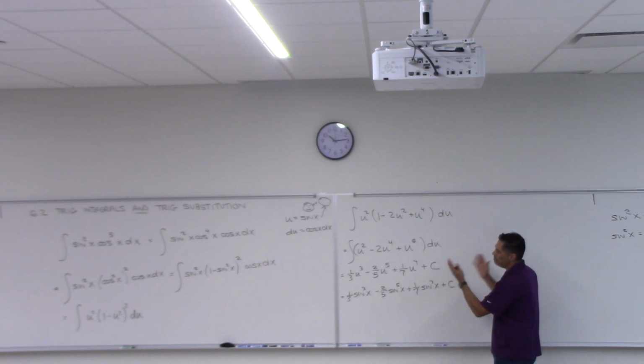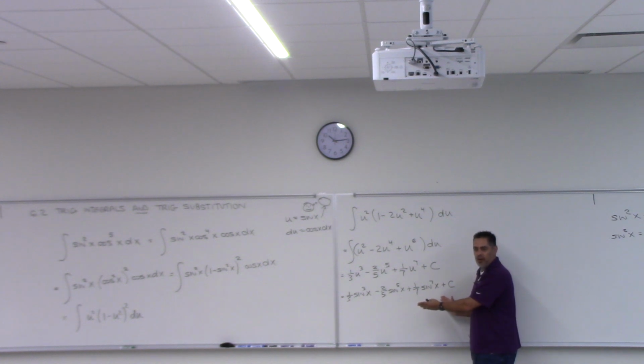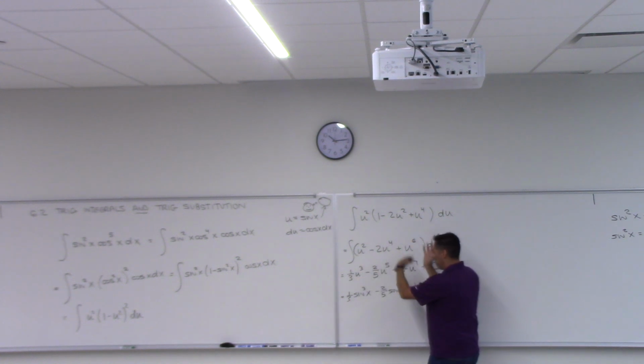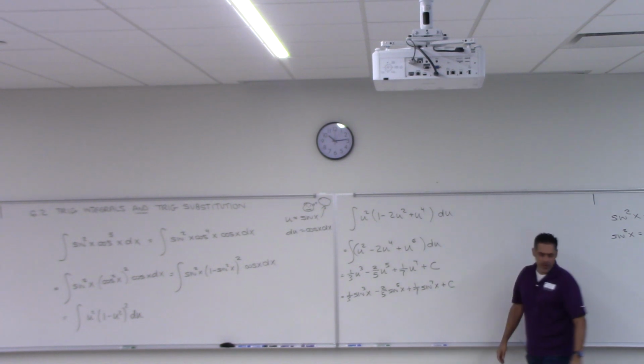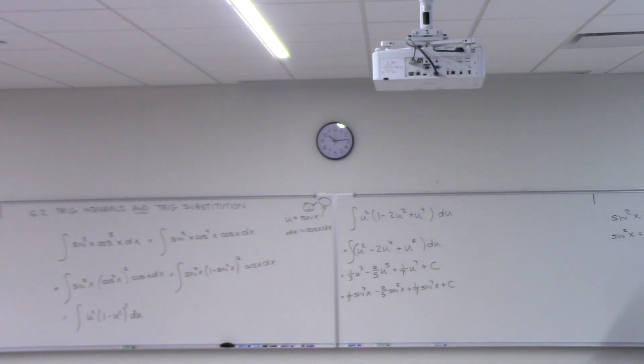This is a natural human answer to this problem, right? We do a U substitution, we get it to here. We don't try and simplify this. We leave it just like this. Okay, so far okay? All right, so what have we not done yet?